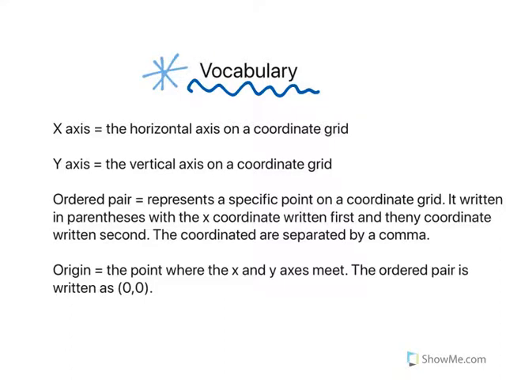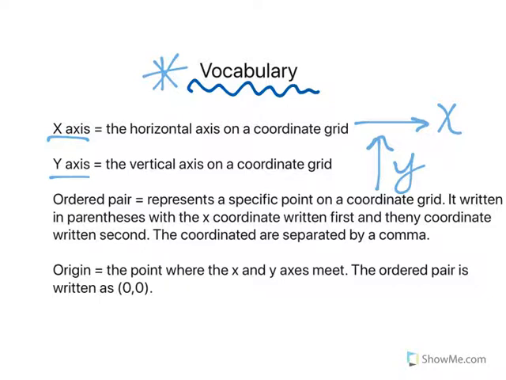So we have the x-axis, which is the horizontal axis on a coordinate grid. And then there's also the y-axis, which is the vertical axis on a coordinate grid. Notice the way that I drew that. You'll see I put arrows and not just lines, because a coordinate plane can actually go on and on forever and ever. However, we're only using a specific part of it, okay?